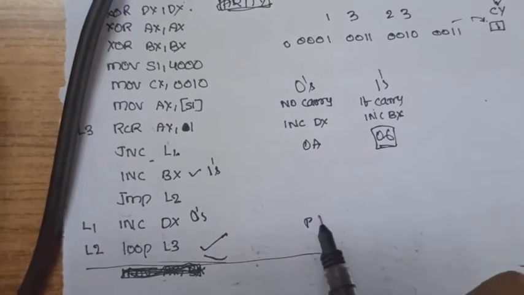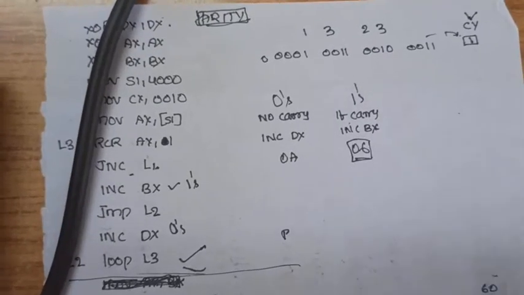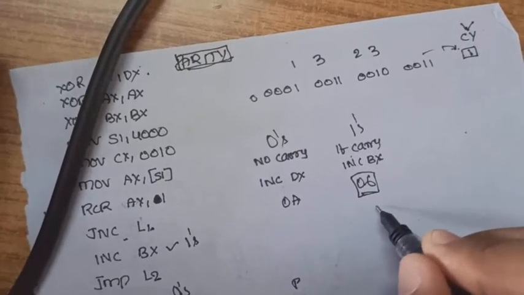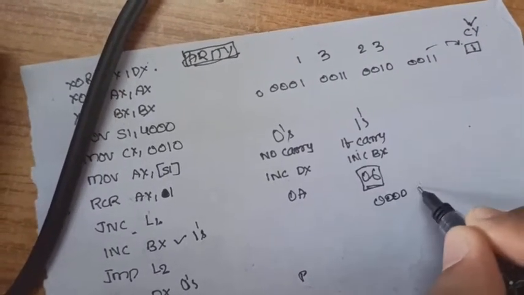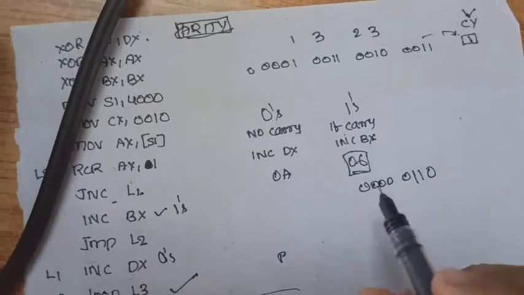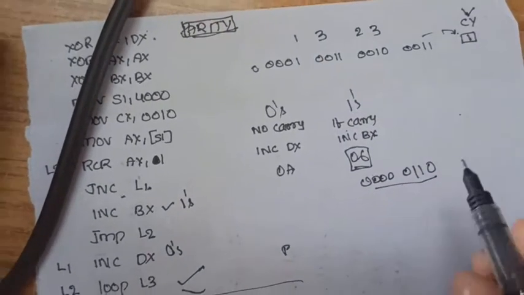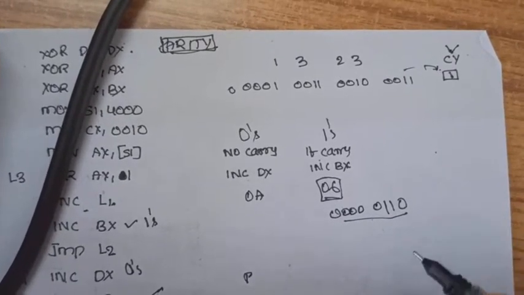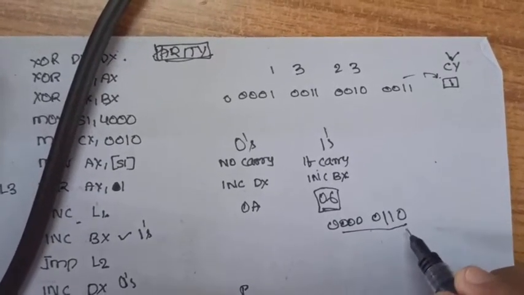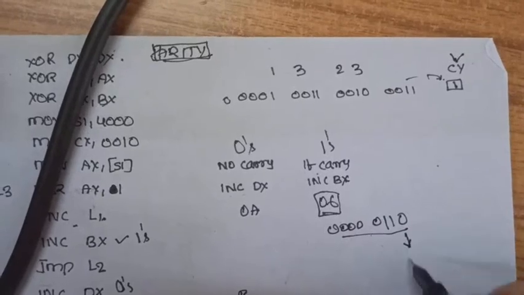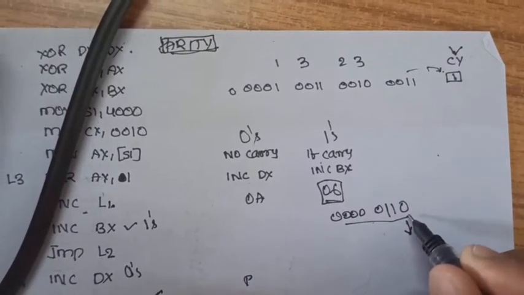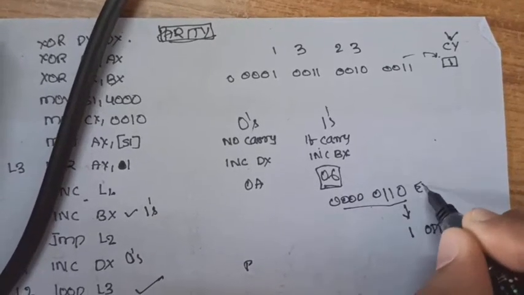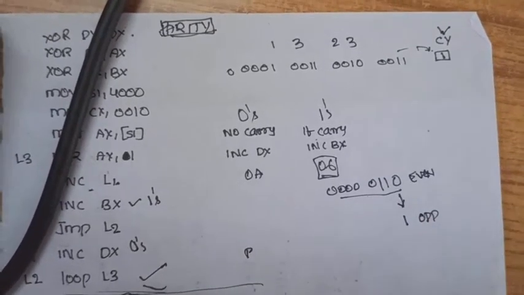After finding the number of ones, to find whether it is an even parity or an odd parity, again we are going to check this 0 0 0 0 0 1 1 0, which is the BX value now. We all know how to identify odd and even numbers in binary or hexadecimal: by observing the LSB. If LSB is 0, it is even. If LSB is 1, it is odd, right? It is a known fact.